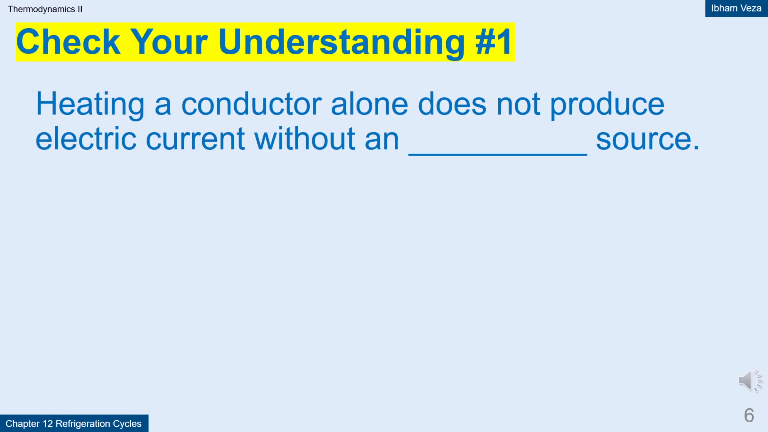Check your understanding. Number 1. This question emphasizes that heat alone is not enough to produce electrical effects. There must be an external source that provides a conversion mechanism. This reinforces the idea that the second law limits what heat energy can and cannot do. Without a conversion system, heat will only flow and be wasted. This concept is important before moving to heat engine discussions.